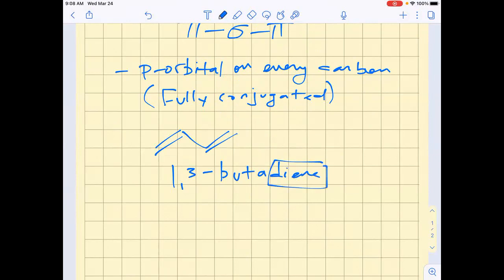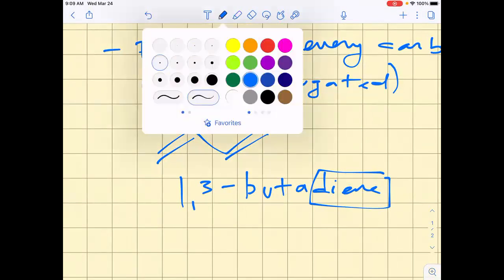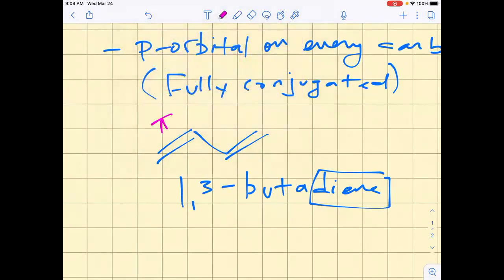That's what we're going to be studying in this section: conjugated dienes. A diene is just two alkenes, right? Di meaning two, ene meaning alkene. So we're going to be looking at dienes mostly in this section. 1,3-butadiene is an example of something that's conjugated, and you can see you have that pattern, right? Pi, sigma, pi.